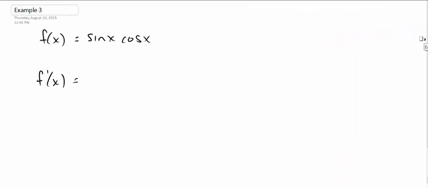Now, if f of x is sine of x times cosine x, what's this equal to? Give it a try. Pause the video. Use the product rule. See what you end up with. Well, if we use the product rule, we get first times derivative of second plus second times derivative of first. And we get cosine squared x minus sine squared x.